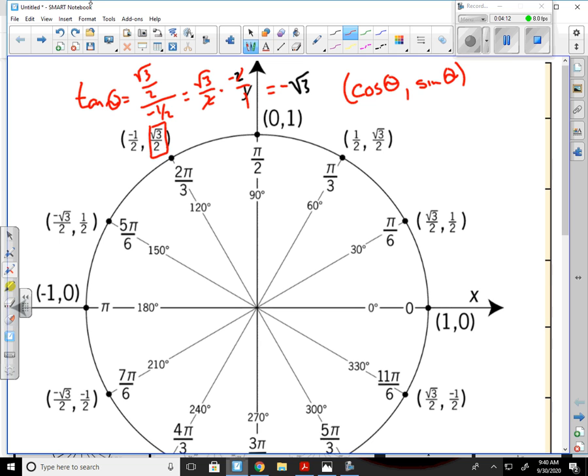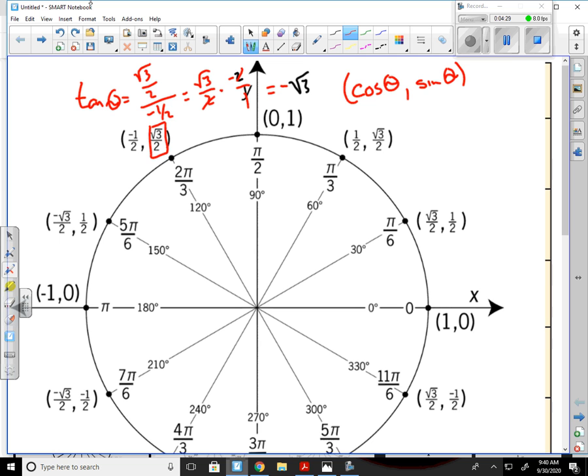Now these are just common angle measurements. The majority of our questions are going to ask about these types of angles. So it's not going to be a big deal. There will be some that come up in between. You should memorize the unit circle.